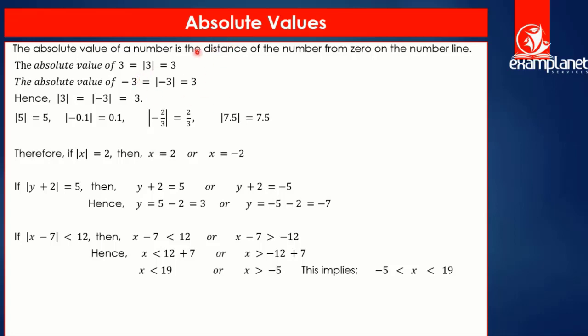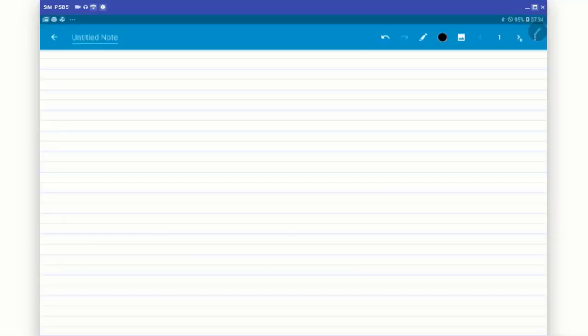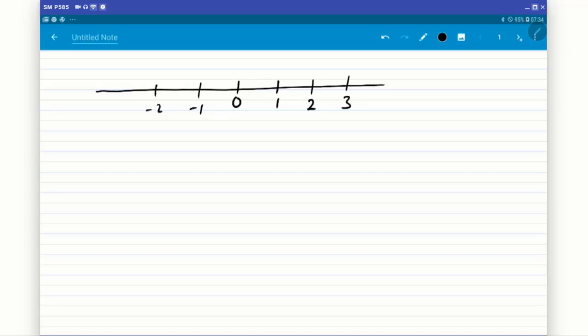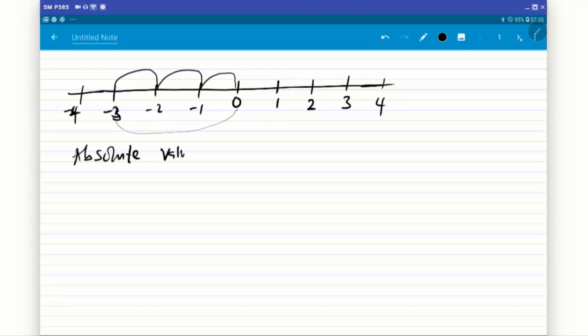Now for instance, on this number line, you have 0, 1, 2, 3, minus 1, minus 2, minus 3, let's say minus 4, and also 4 here. Now, if I look at a number like minus 3, what is the distance of minus 3 to 0? That's the number of intervals, 1, 2, 3. That's the distance. So that's what we call absolute value. Absolute value of minus 3 is equal to 3.